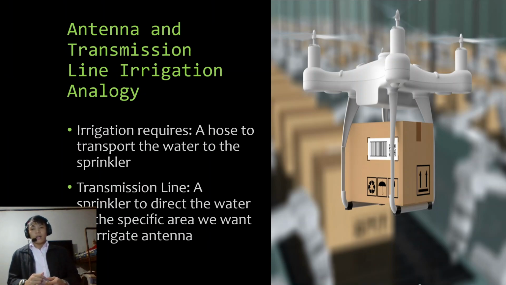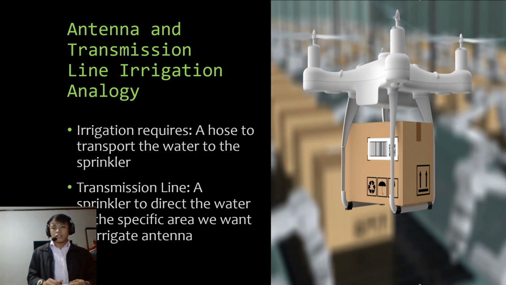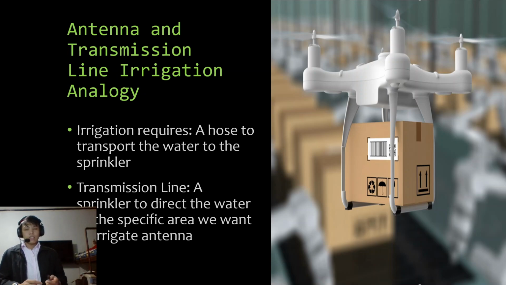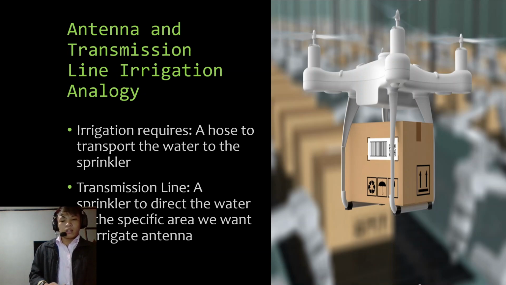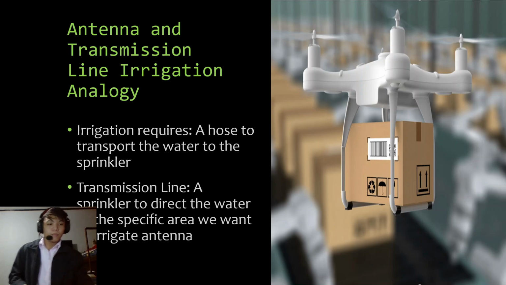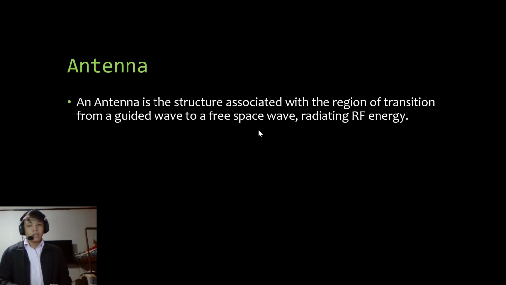So, the antenna and transmission line irrigation analogy. First, irrigation requires a hose to transport the water to the sprinkler, like the transmission line, and a sprinkler to direct the water to the specific area we want to irrigate, like the antenna. An antenna is a structure associated with the region of transition from a guided wave to a free space wave, radiating radio frequency energy.